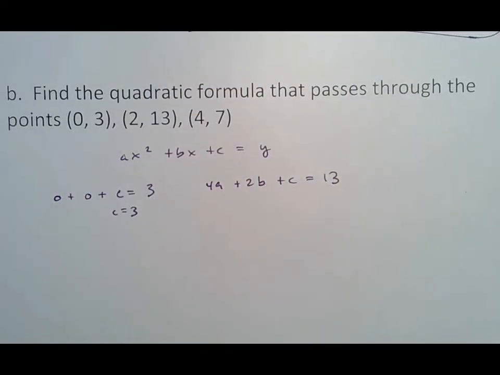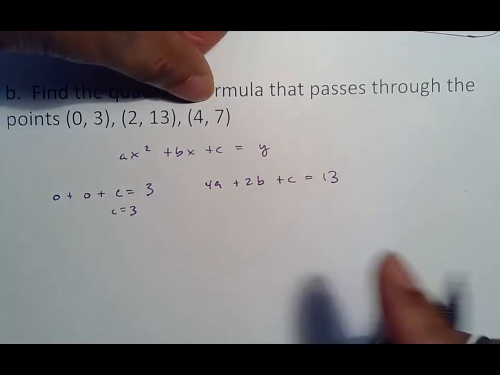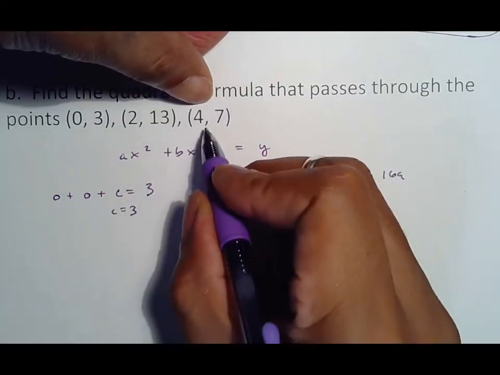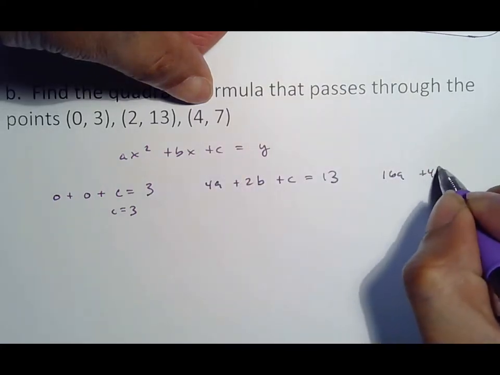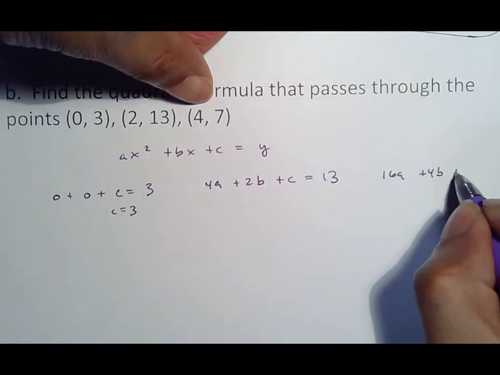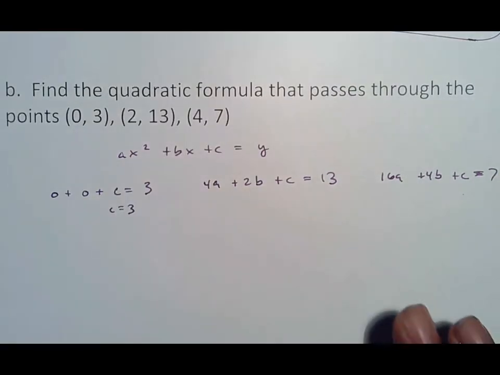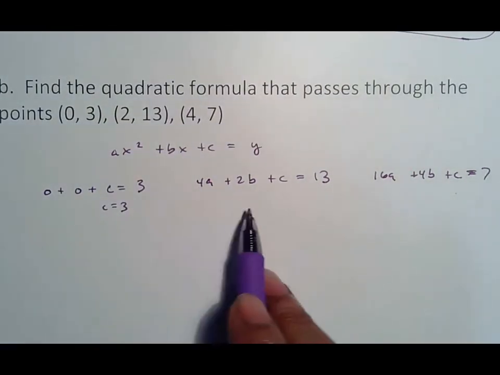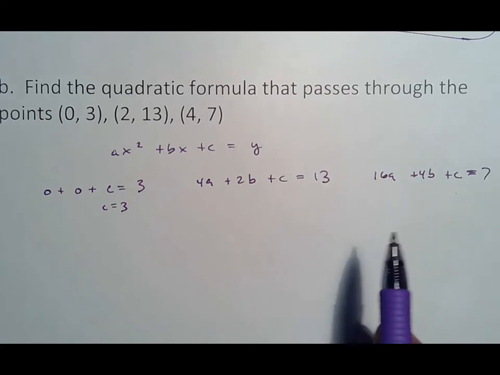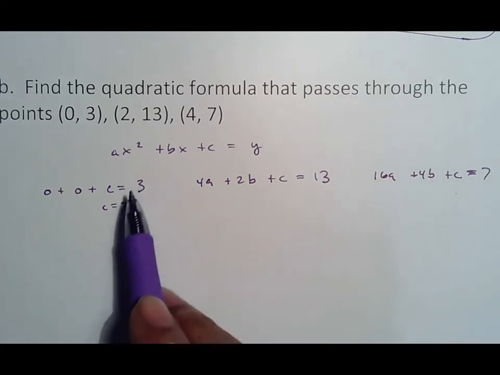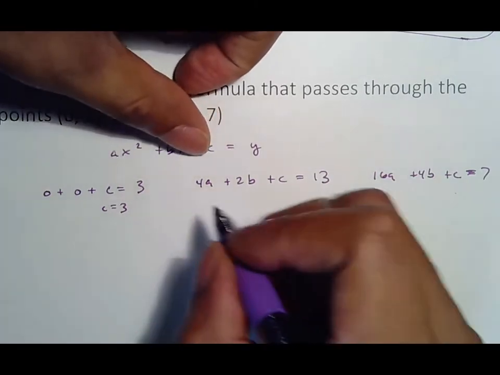This has a use in just a second. And then the third one we're going to do, plug in x for 4, so that would be 16a plus 4b plus c equals y, which is 7. But here's the good news. There are 3 variables, but if you remember chapter 3, 3 variables means we need 3 pieces of information, and we have that because we know that c is 3.